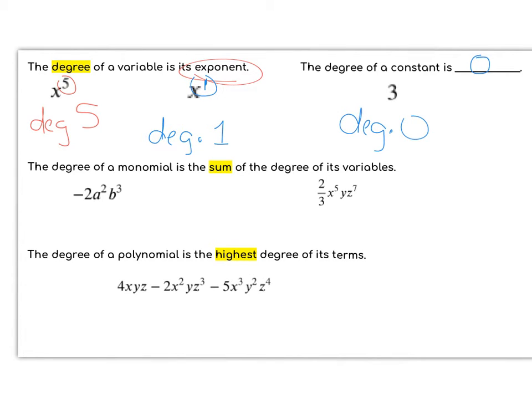And the reason for that is because really we could say there's an x to the 0 there, right? What is anything to the 0 power? 1. So that's 3 times 1. So if it's just a constant, it has degree 0. Okay?